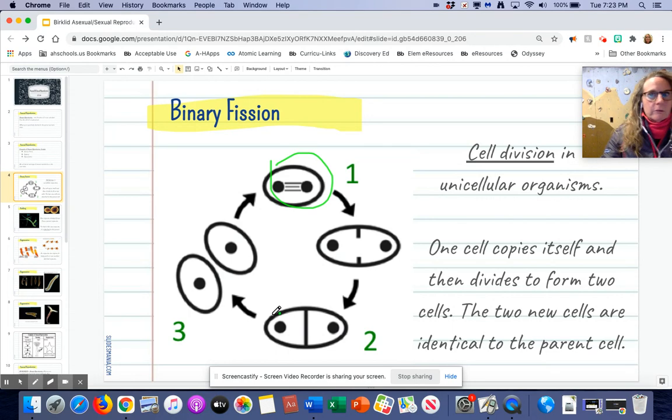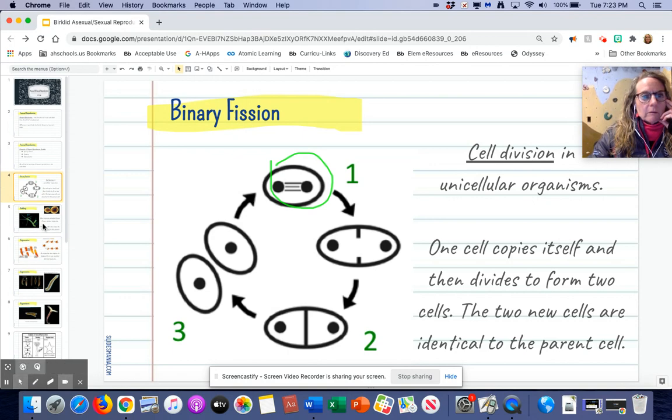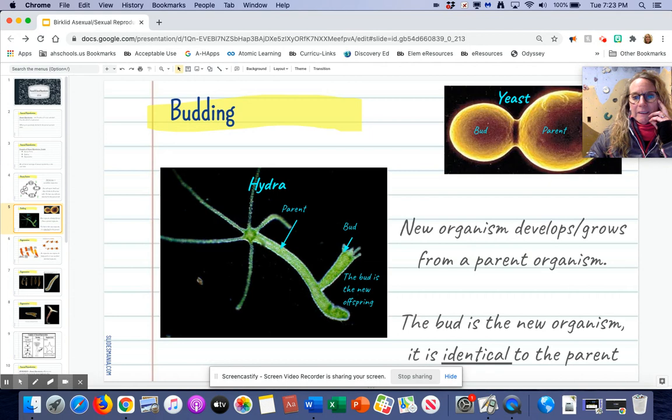The next two are kind of bizarre. The next one is called budding, and budding is a really unique way that organisms reproduce. If you look here, this is the adult or the parent, and it is going to just start growing this bud off the side, and the bud is the new offspring, and it is exactly like the parent, it's just a new one. When it's developed enough, it'll separate from the parent and go on its way. The yeast here is doing the same thing.